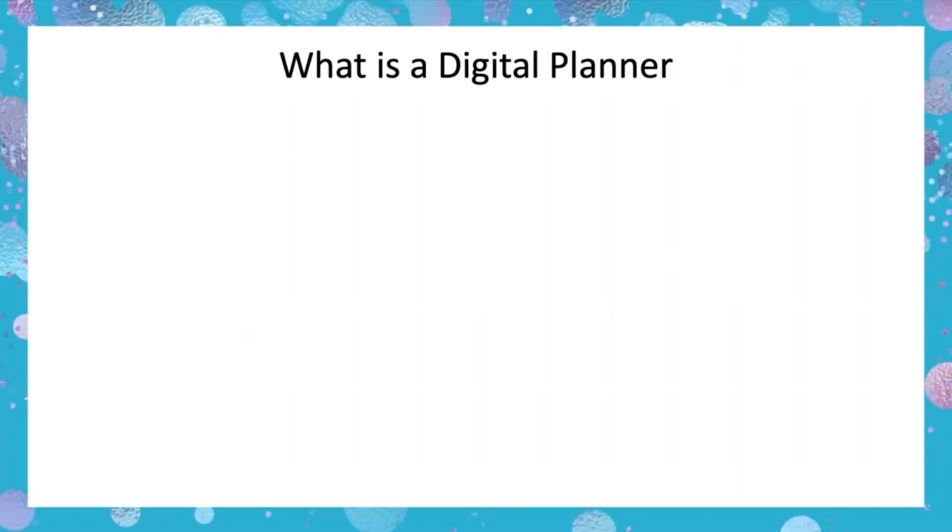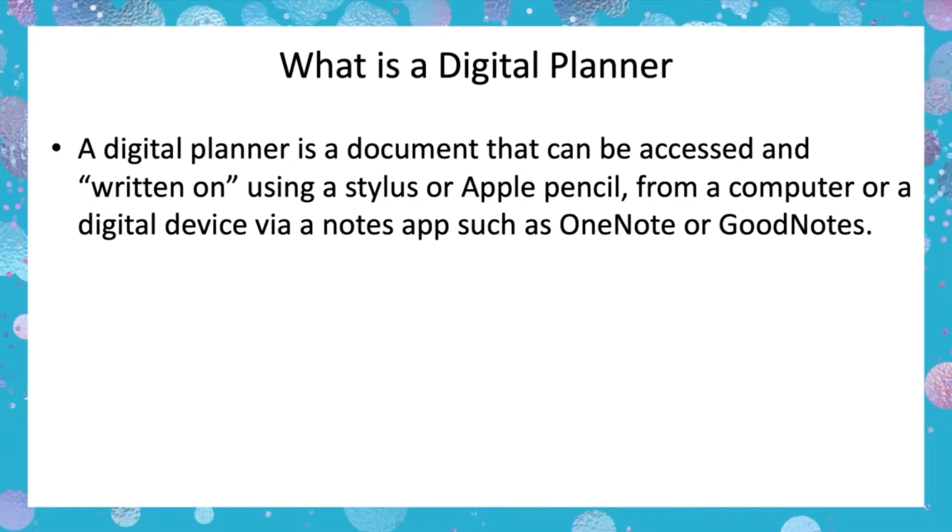So what is a digital planner? A digital planner is a document that can be accessed and written on, in air quotes, using a stylus or an Apple Pencil or even your finger, depending on the app, from a computer or a digital device via a notes app such as OneNote or GoodNotes. And we're going to delve deeper into the notes apps as part of our training here today. What we're talking about here is just an overview of digital planning.